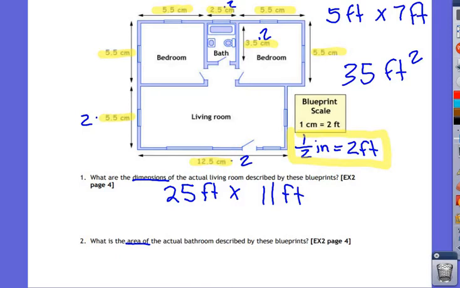So on number 3, you could say you would multiply all the dimensions by 1/2. Multiply all the dimensions by 1/2.